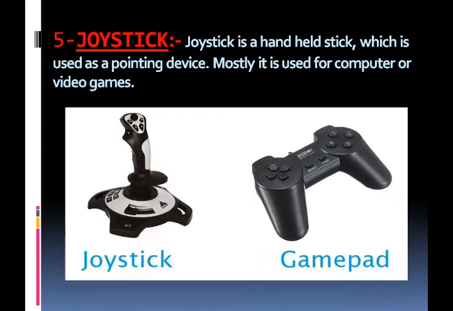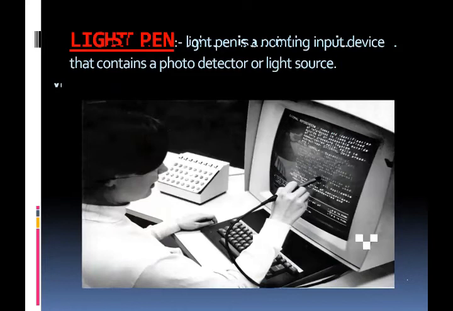Next heading is light pen. Light pen is a pointing input device that contains a photo detector or light source and that allows interaction with the computer through a specially designed monitor display screen. It is usually used for engineering design.